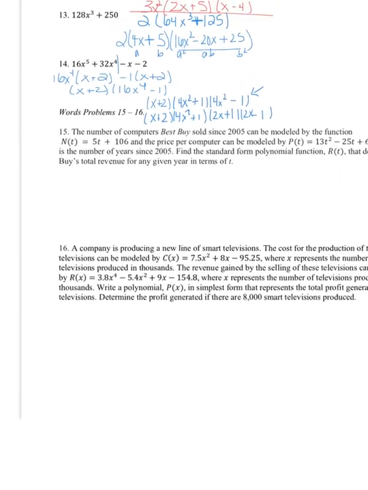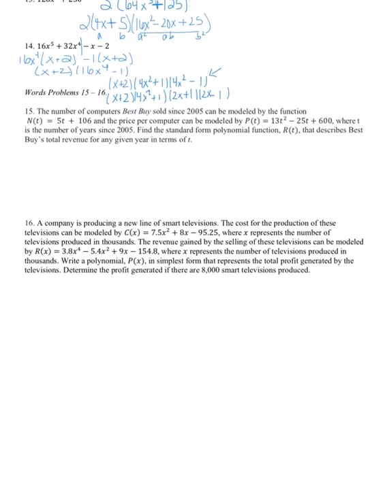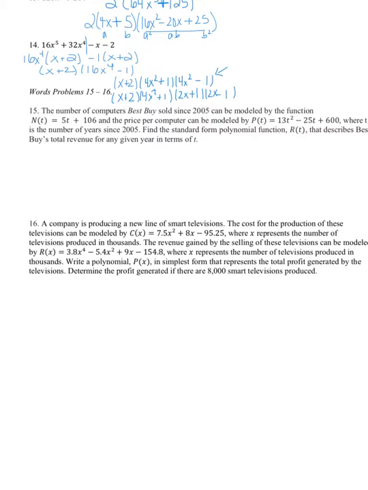And lastly, we have our 2 word problems. So number 15, the number of computers Best Buy sold since 2005 is N of T. The price per computer is P of T. T is the number of years since 2005. Find the standard form polynomial R of T. So it wants R of T. That describes their total revenue for any given year in terms of T. So the revenue is how much money they're earning. So again, it gives you the number of computers sold is N of T.